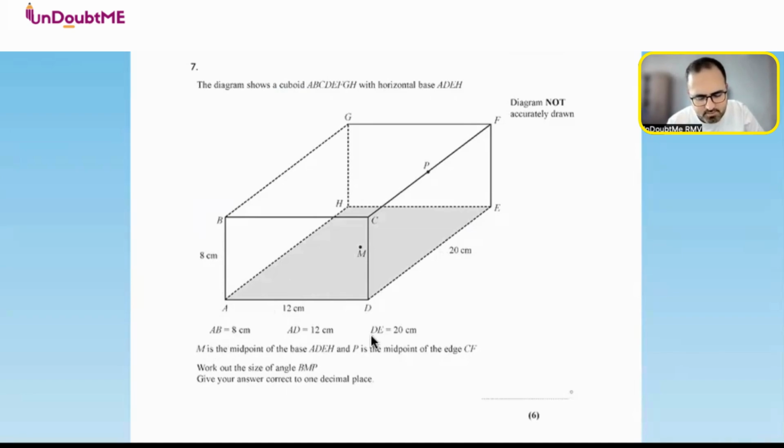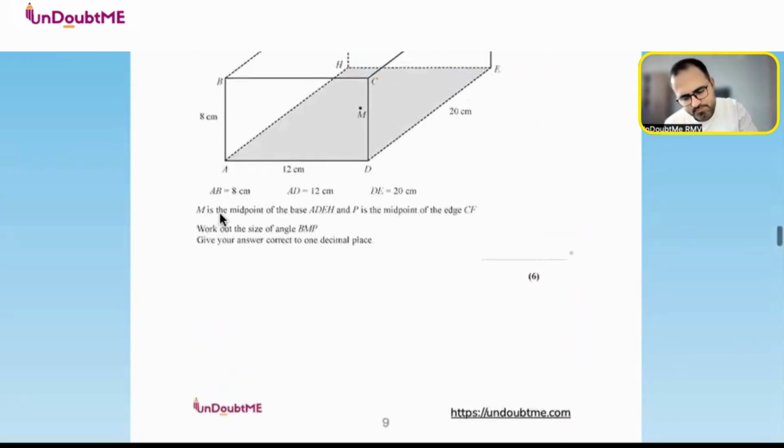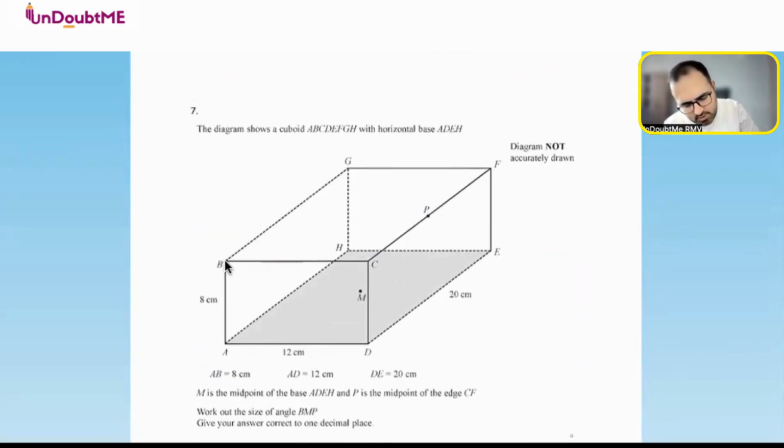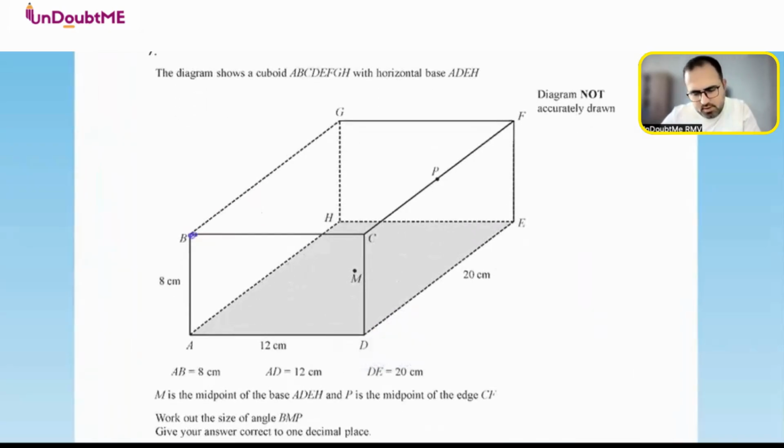Other sides are given. M is the midpoint of the base and P is the midpoint of an edge. Okay, work out the size of angle BMP. Now where is B? B is over here. So BMP. Okay, we need to find this angle.